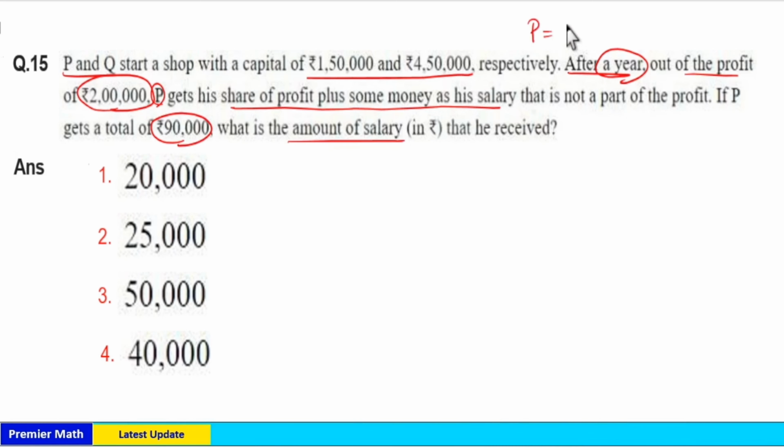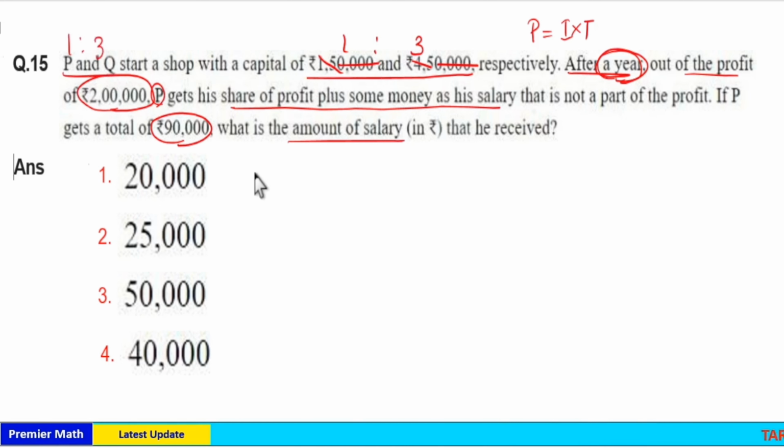Here profit is investment into time. And here the time period is 1 year for both P and Q, which means profit is directly proportional to investment. Here take the investment ratio. 0 cancel, 15 goes 3 times in 45. So 1:3 is the investment ratio for P and Q.